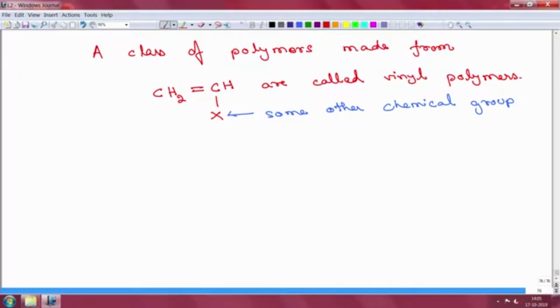So, what can X be? For example, your X can be different groups. It can be, for example, a CH3 group. It can even be part of a benzene ring with one hydrogen removed. So, you can have these different vinyl groups possible. So, maybe we should look at some examples of common polymers.